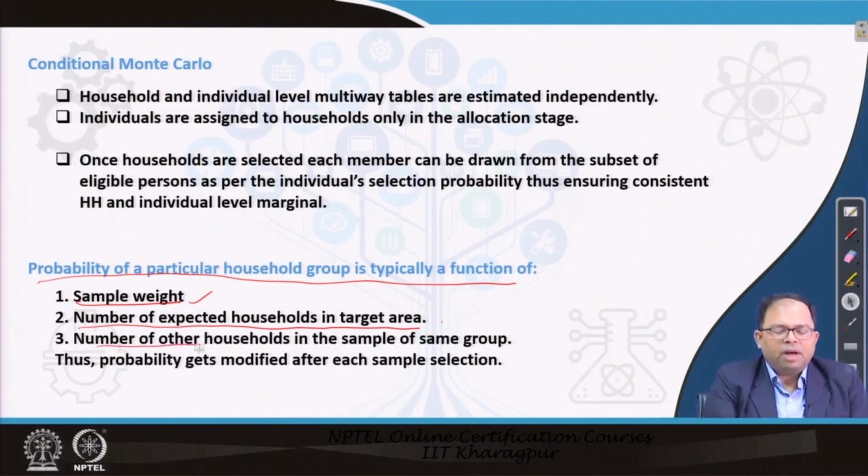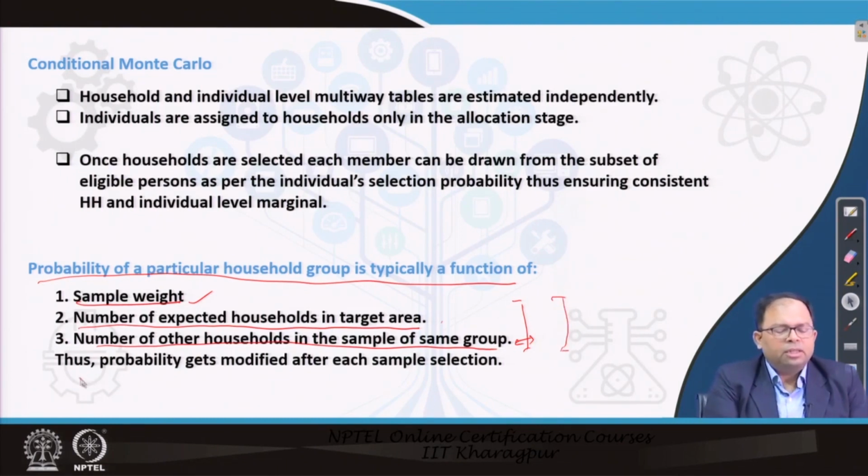Similarly, the number of other households in the sample of the same group, that means the weightage of that particular demographic type or group in the disaggregate sample, also may play a role. So using all this, we can create a function to determine the probability of a sample getting selected. In more complex software or procedures, this kind of technique is followed.